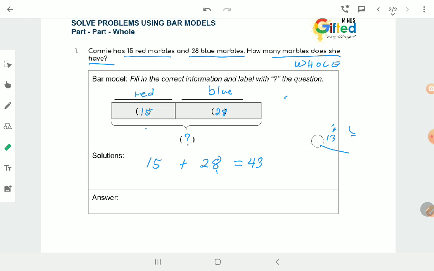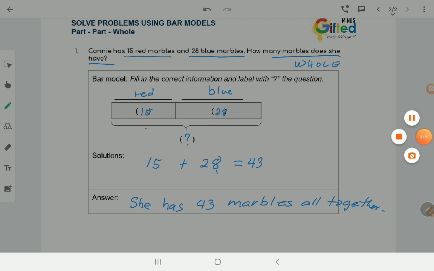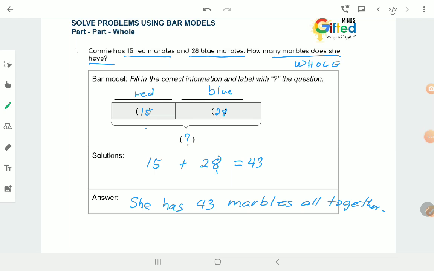Okay, now, so what is your answer? The answer is how many marbles Connie has. So we say she has 43 marbles all together. Okay, so that's how you're going to write your answer. I want it to be complete, so you get used to it, because if you follow a system, then you would be able to do the rest of the questions easily.